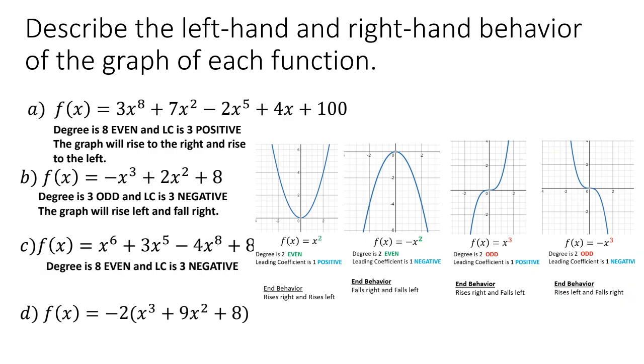Okay, now let's look at the last one. So we have negative 2 times x cubed plus 9x squared plus 8. Now we've got to be careful. Oh, sorry, we're doing C, excuse me. I don't want to get ahead of myself. So let's look at C.